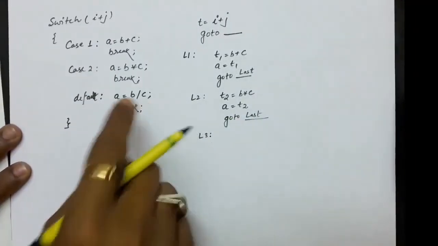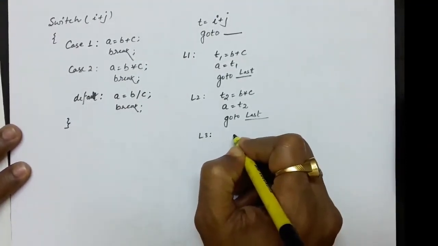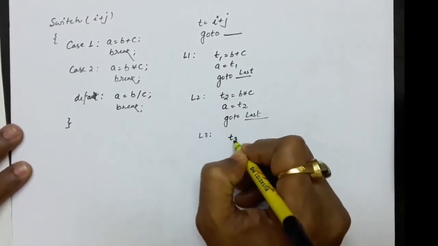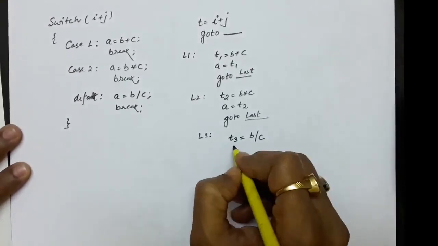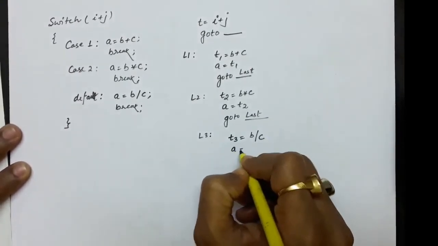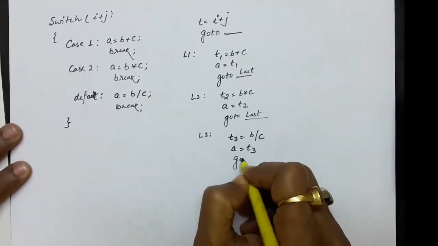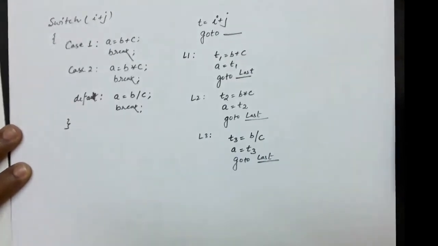Fine. And if neither case is 1 nor case is 2, we have to do this A equals to B divided by C and then break. So again, this can be written in the 3 address code. A equals to B divided by C in 3 steps. So T3 equals to B divided by C, and after this A equals to T3. Having executed these two statements, we will have to go to the last. So let's say go to last. This is the unconditional jump.